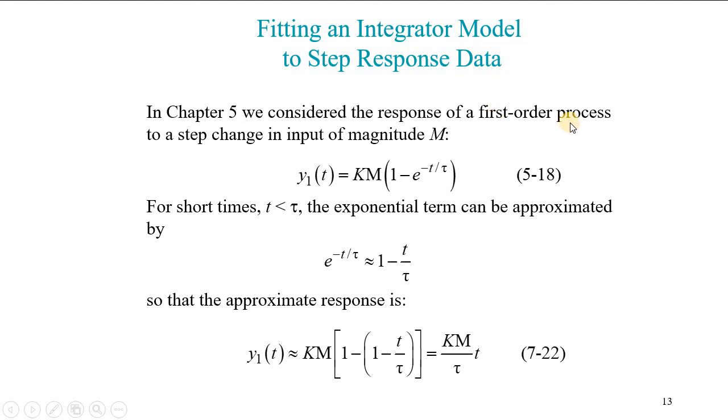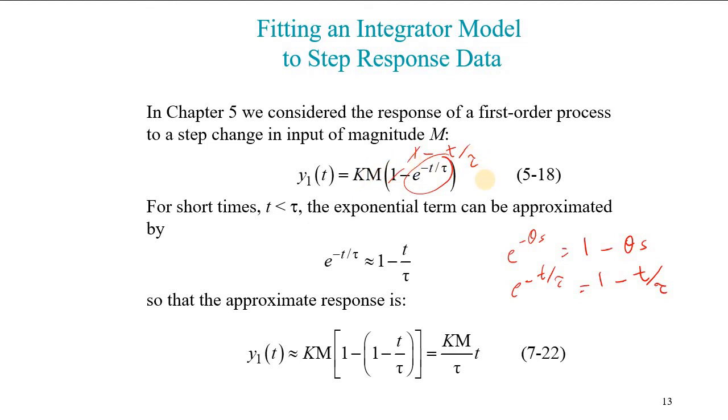If you have a step input to a first order process, this is my output. And now, just using the Taylor series, e to the power minus theta s is equal to 1 minus theta s, taking only the first two terms. So e to the power minus t over tau will be 1 minus t over tau. If I substitute that here, the ones are going to cancel out, so Km is multiplied by t over tau. So it's Km t over tau.